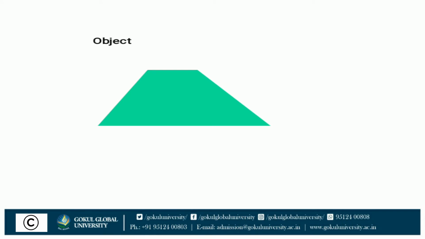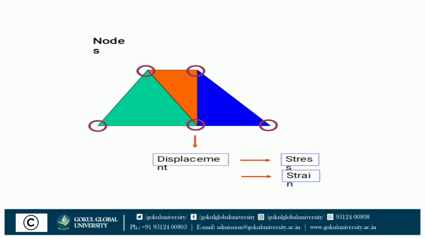So here we have one object, and you can divide this object into three small elements. Likewise, one is the green, another one is the saffron color, and another one is the blue color. These are the three basic elements we have divided the object into, right? Then here we place one small round circle, that is the node. So you can see that, suppose, the green color triangle consists of three nodes, right?